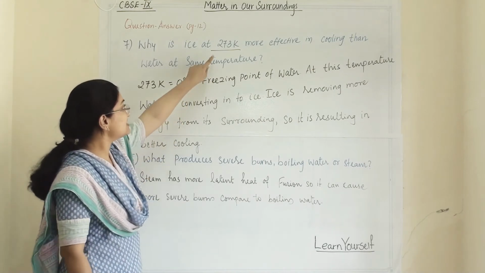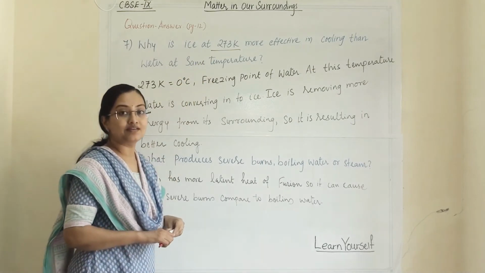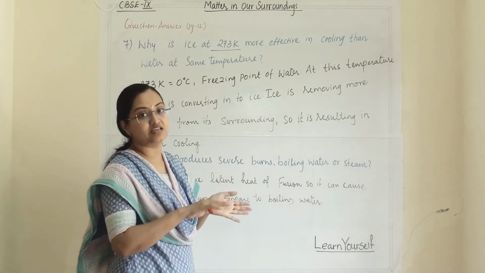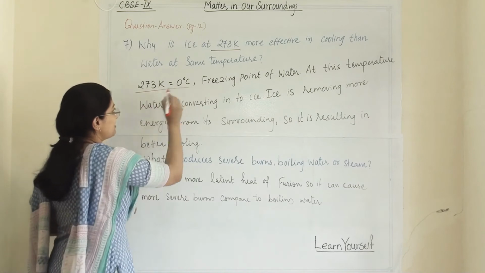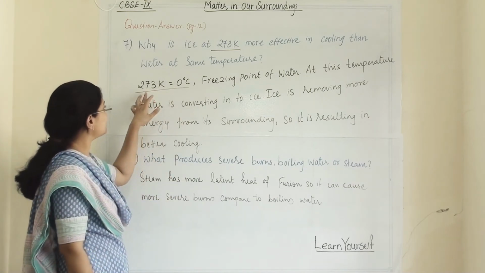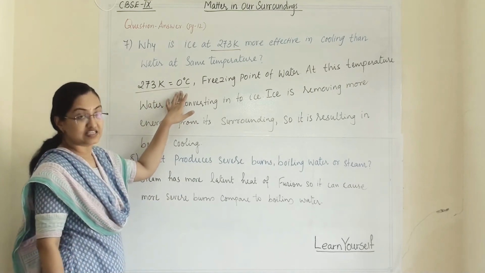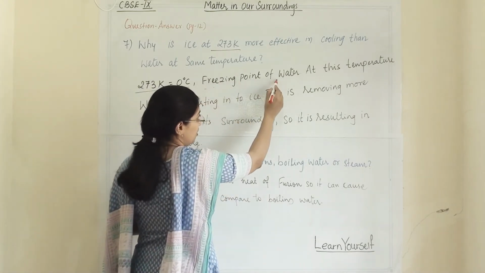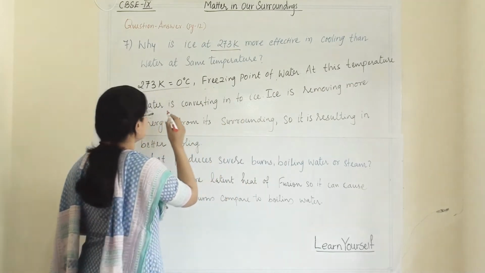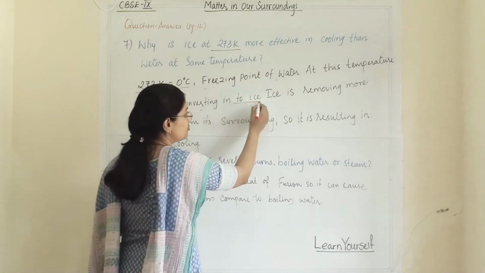So at this temperature we have to compare the cooling effect of ice and water. First of all, what is 273 degrees Kelvin? That is 0 degrees Celsius, the freezing point of water. So at this temperature water is converting into ice.